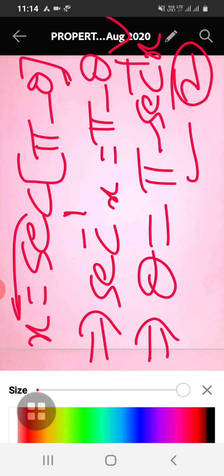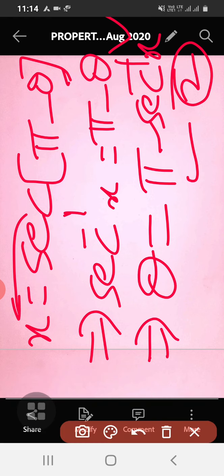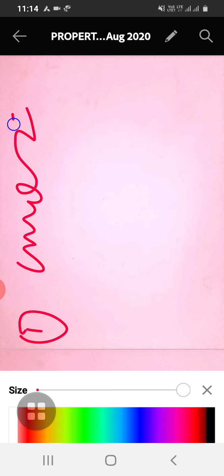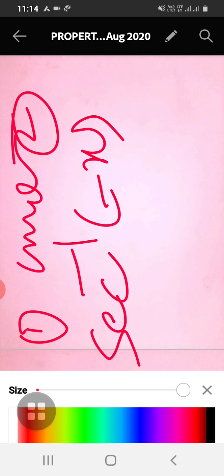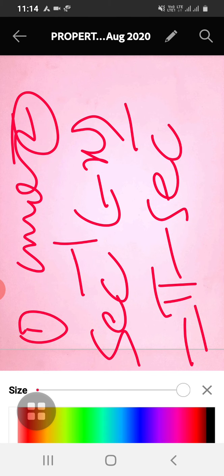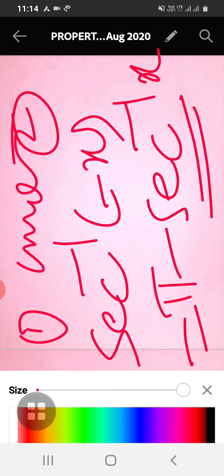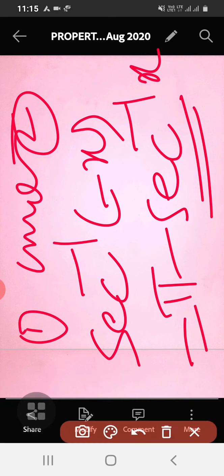So now you compare 1 and 2. From comparing equations 1 and 2, we get the required result: secant inverse of minus x is equal to pi minus secant inverse x. So these are the 6 basic properties of inverse trigonometric functions. Let me summarize what we have proved in this class. We have proved all the 6 properties. I will write them one by one. I have shown the proofs here, so I will write the results.